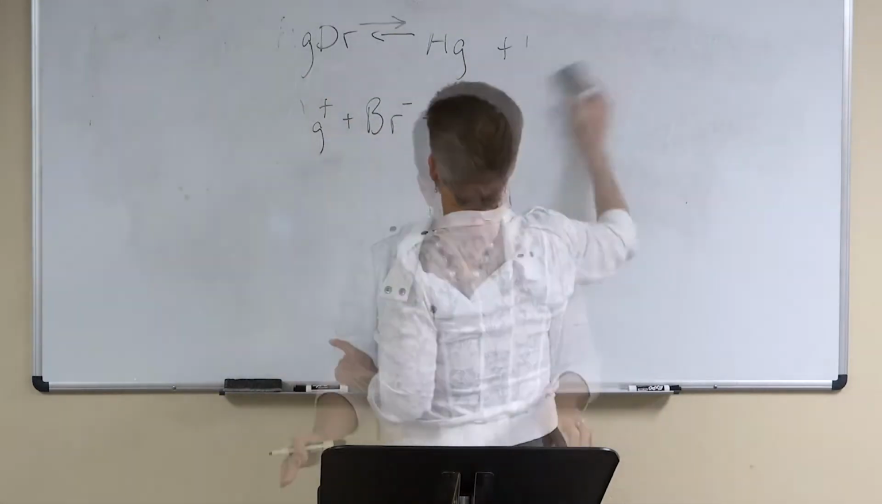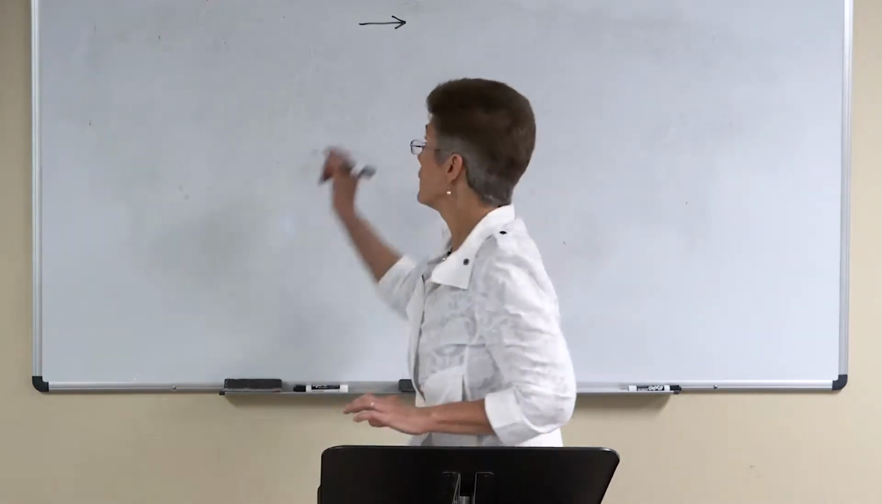That's A. For B, you see that K equals 27.8 per molar squared. Now this isn't huge, so we're still going to leave the equilibrium sign.